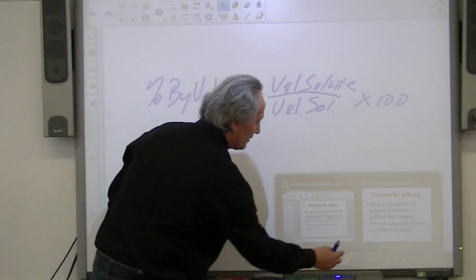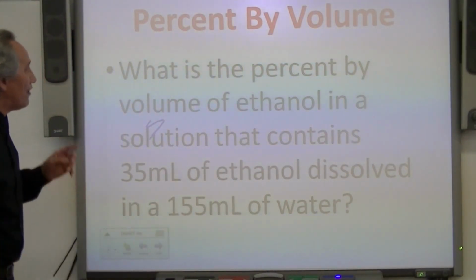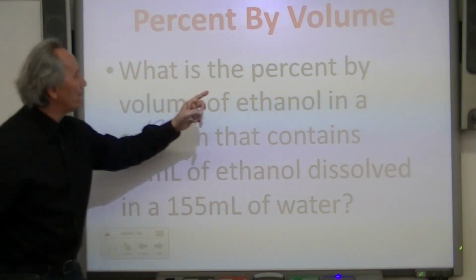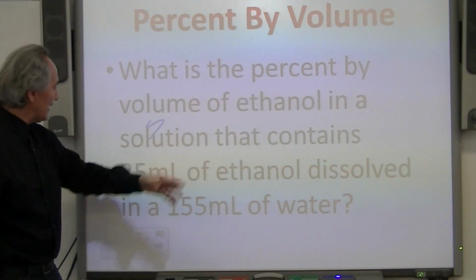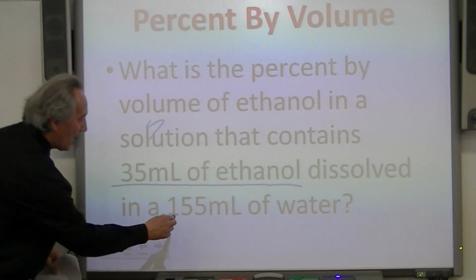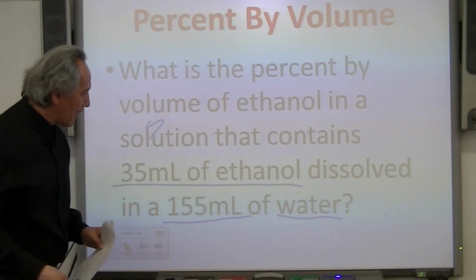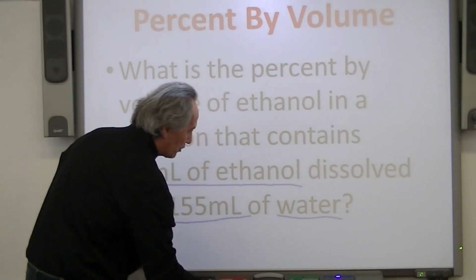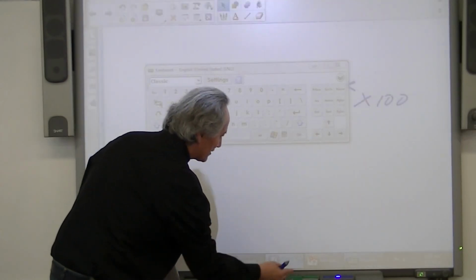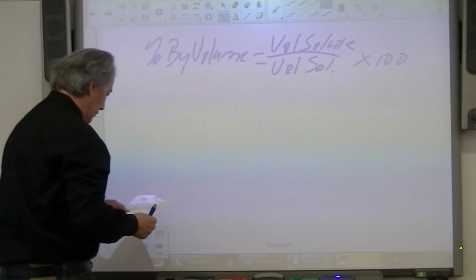So let's go to our next working problem, and this will be a percent by volume problem. It reads as such. What is the percent by volume of ethanol in a solution that contains 35 milliliters of ethanol dissolved in 105 milliliters of H2O, or water? Okay, so we've got a problem. Let's go back to our work surface and scroll that up just a little.